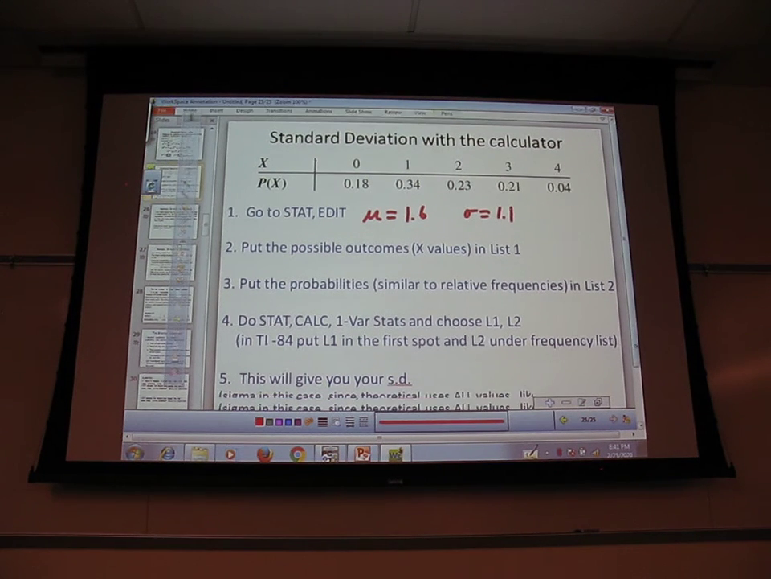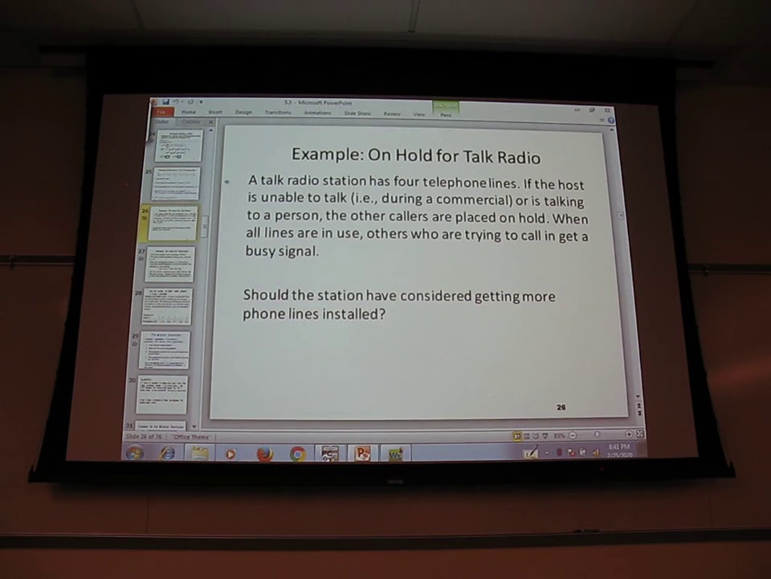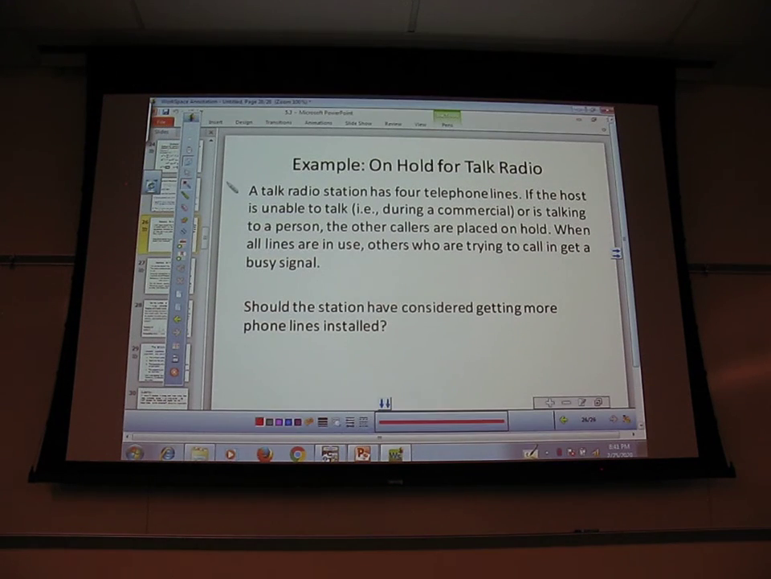Now, say this comes from this problem. Ashley, have you read yet? No. Go ahead. A talk radio station has 4 telephone lines. If the host is not able to talk, i.e. during a commercial, or is talking to a person, the other callers are placed on hold. When all lines are in use, others who are trying to call in get a busy signal. Should the station have considered getting more phone lines instead?